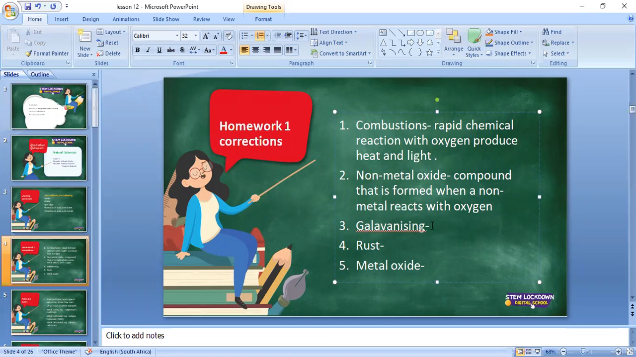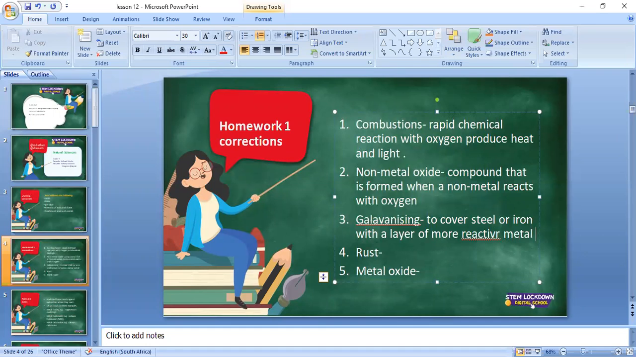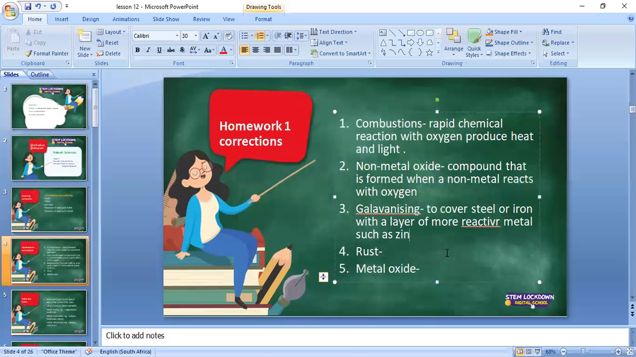And then what is galvanizing? Galvanizing is to cover. To cover steel or iron, you galvanize. In Soweto, where I'm from, we say we paint it. So you galvanize steel or iron with a layer of more reactive metal such as zinc. Remember that the more reactive metal is used to galvanize so that it doesn't rust easily.